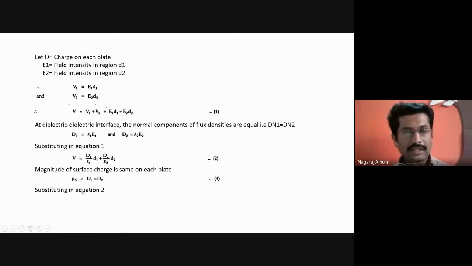Substituting this in equation 2. So if we substitute rho s is equal to D1 is equal to D2 in equation 2, then what we get? V is equal to D1 is what, students? Rho s. So it is rho s D1 by epsilon 1. D2 is also equal to rho s. So it is rho s D2 by epsilon 2. That is the next equation. V is equal to rho s D1 by epsilon 1 plus rho s D2 by epsilon 2. Rho s is common. I have taken it outside. It will be rho s into D1 by epsilon 1 plus D2 by epsilon 2.